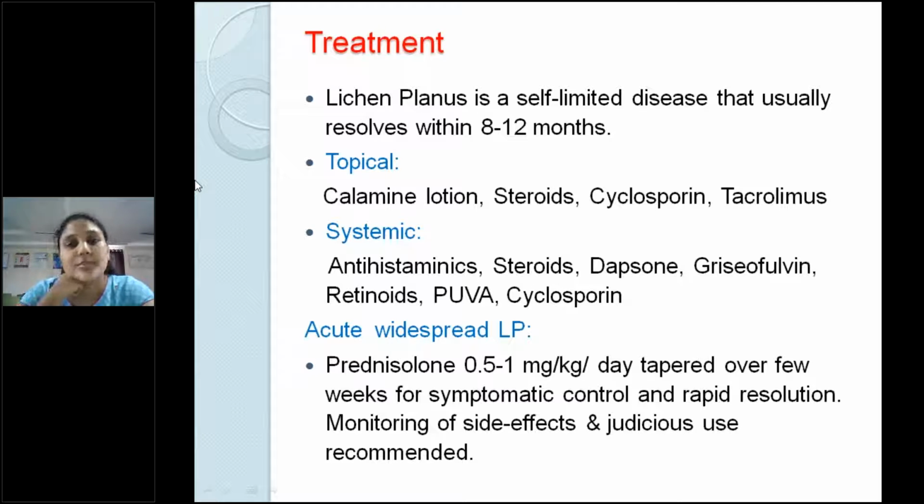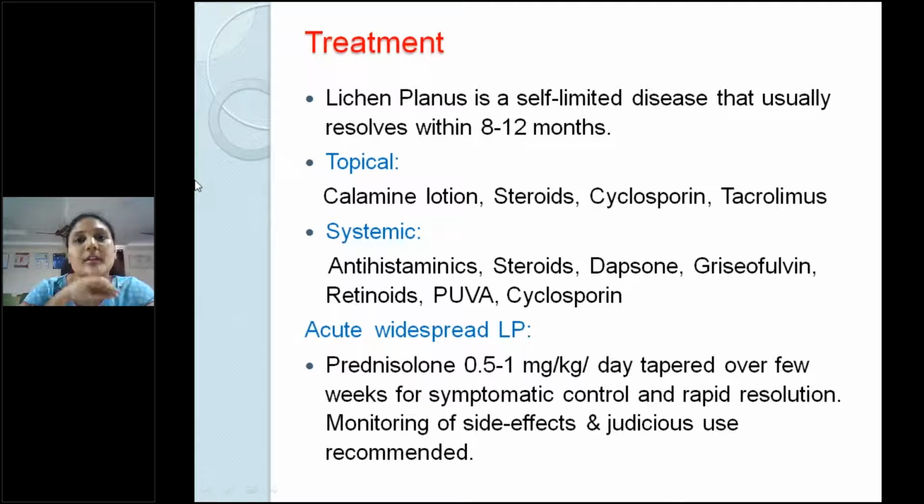Dapsone is very cheap and very easily available, so it's one good option. And next is griseofulvin, retinoids, and PUVA. PUVA is psoralen plus UVA, which is usually used in psoriasis. And next, another is cyclosporin.